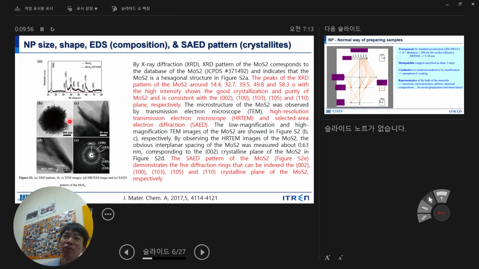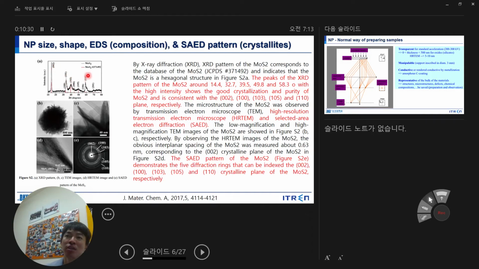They first made some MoS2 in different shapes. And then they checked XRD by powder. The black one is their measurement, and the red one is their reference. You can see the black one exactly matches the red reference, right? So you can see 002, 101, 103, 110.